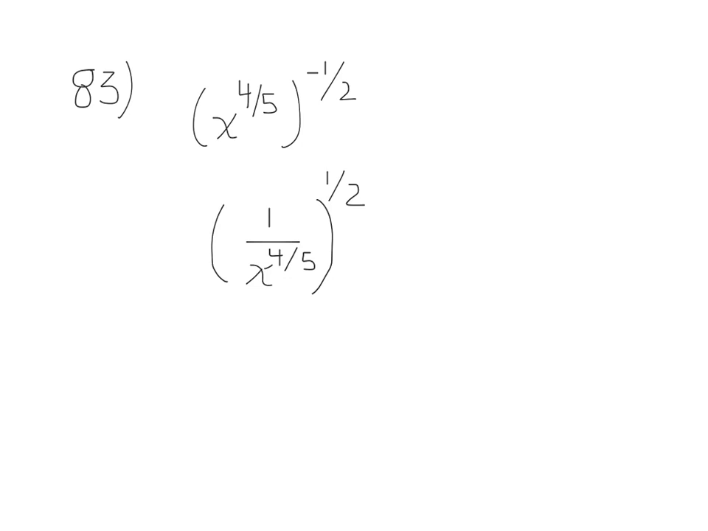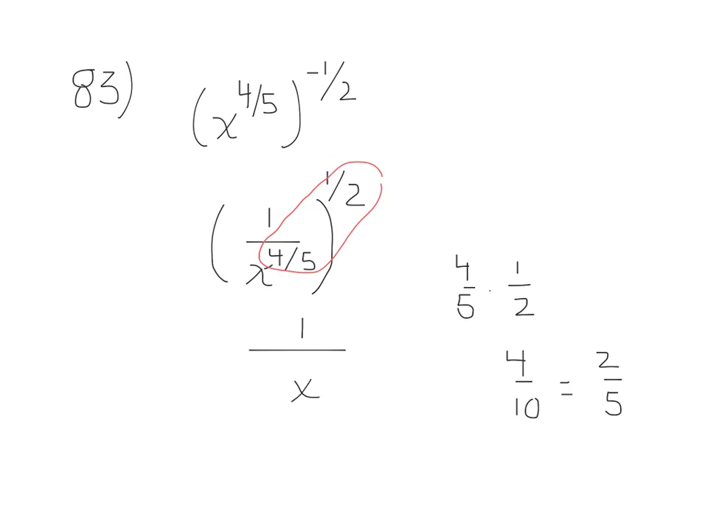And now we have to remember that when we have a situation like this, we multiply these exponents together. So 1 to the 1/2, 1 to any power is going to be 1. For x to the 4/5, we're going to be multiplying 4/5 by 1/2, and we get 4/10. But 4/10 reduces to 2/5 because both 4 and 10 are divisible by 2. So we end up with 1 over x to the 2/5 power.